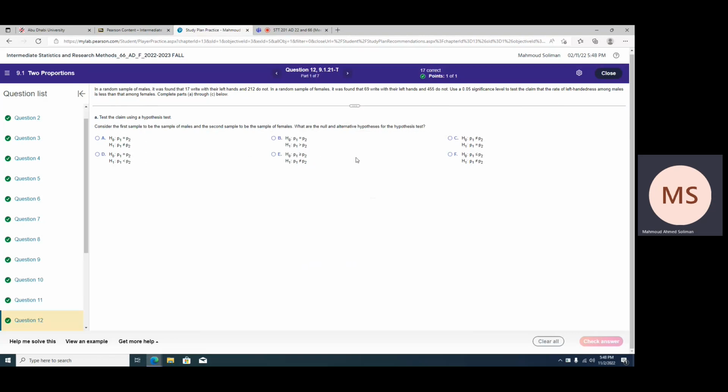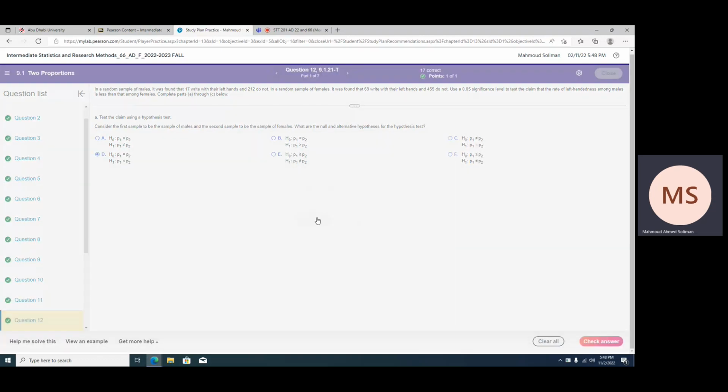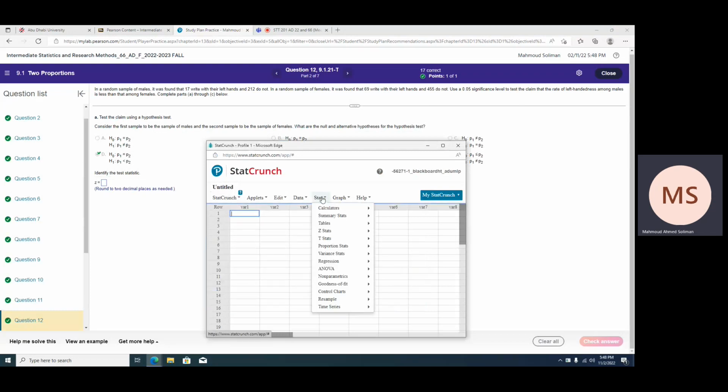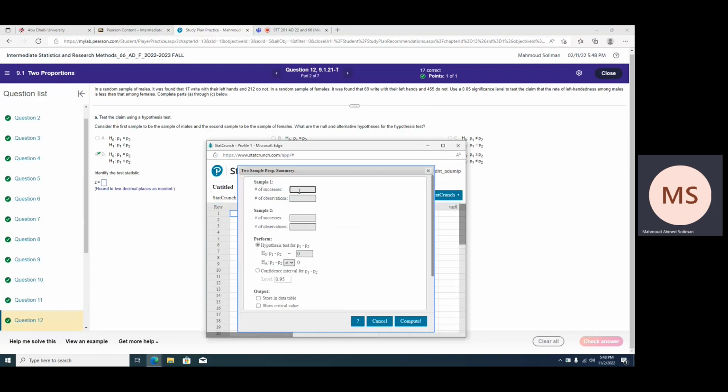So P1 is males, where P1 is less than. This is the one where we add both of them. Yes, you add them because they are separated. So we go to sample summary. What was the claim? 17, left-handed, and the movement is yes.